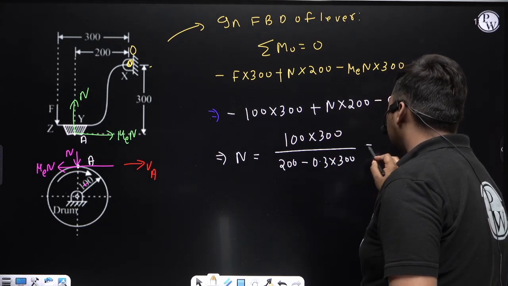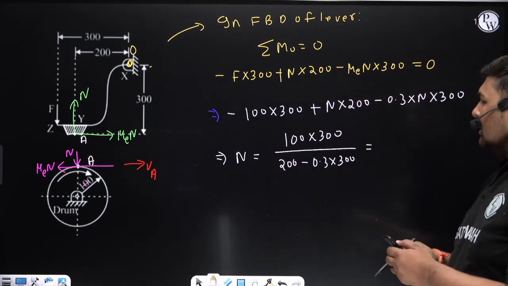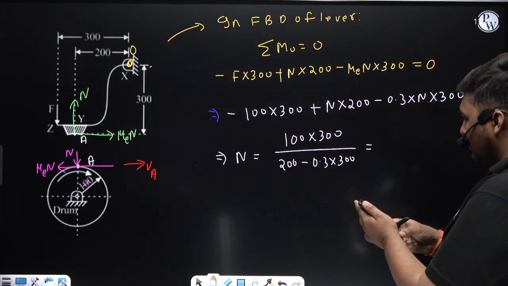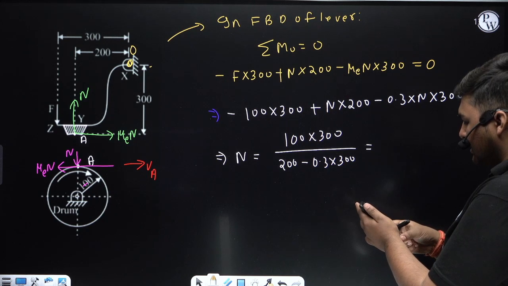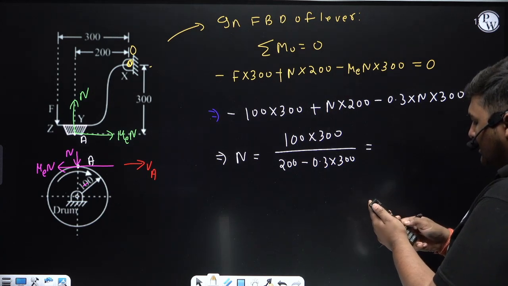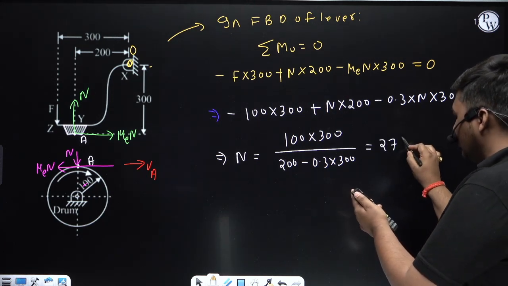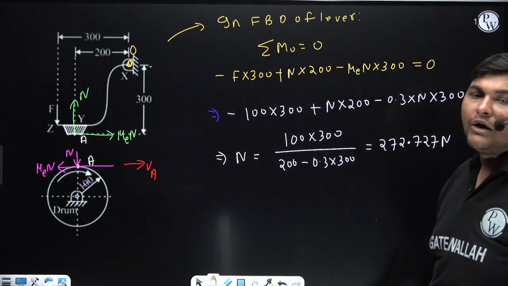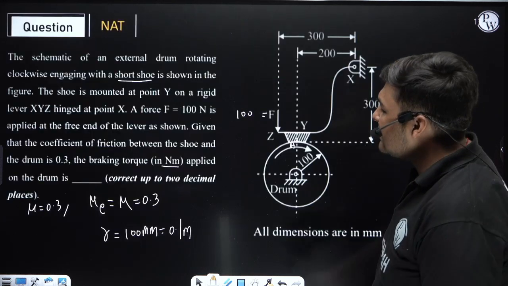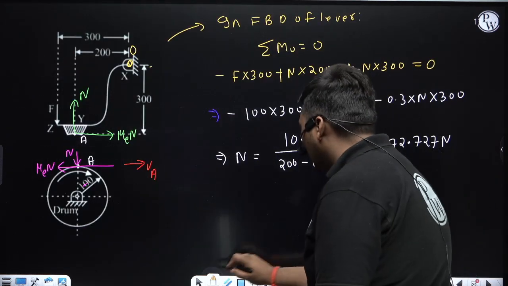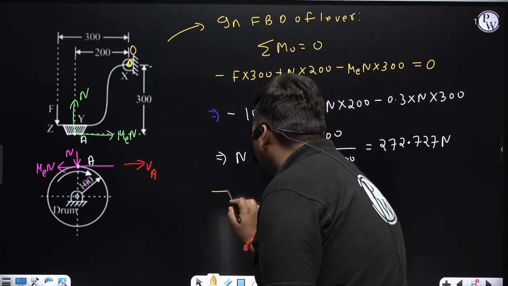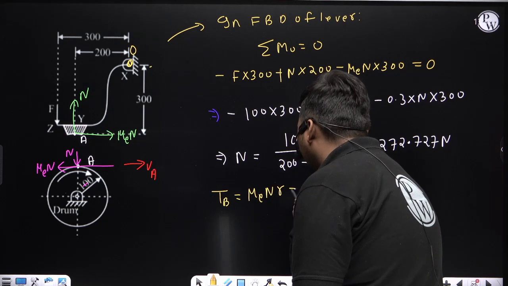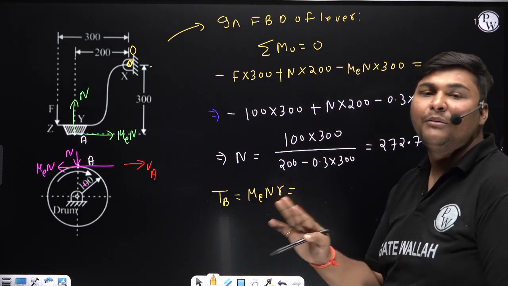You can check the calculation. Calculation is your part. If you do the calculation, the value of N will come 100 into 300 divided by 200 minus 0.3 into 300. It is coming 272.727 Newton. So it is the value of N. Now what is the examiner asking? The examiner is asking about braking torque. So braking torque TB will be mu equivalent into N into radius of drum, and here I will use SI unit. So braking torque will come in Newton meter.